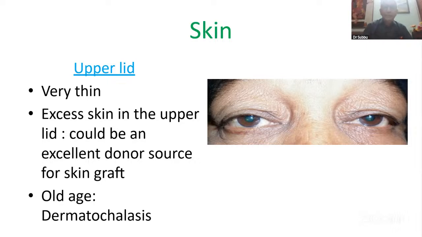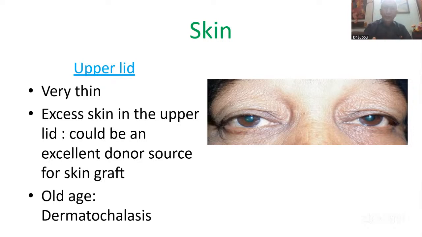And there is excess skin in the upper lid in every person. That's why there is a lid crease, and in this patient you can see a big lid fold, dermatochalasis, in an elderly patient. So this could be an excellent donor source for skin grafting whenever the need is small. Let's suppose about 10 millimeters by 15 millimeters of defect. I prefer to use the excess skin from the upper lid as the donor.